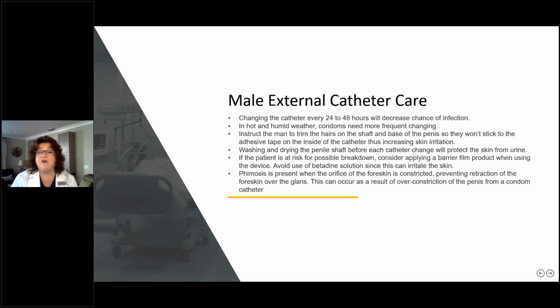Phimosis is present when the orifice of the foreskin is constricted. So you want to prevent retraction of the foreskin over the glans. This can occur as a result of overconstriction of the penis from a condom catheter. So you want to make sure that you don't set them up for phimosis.